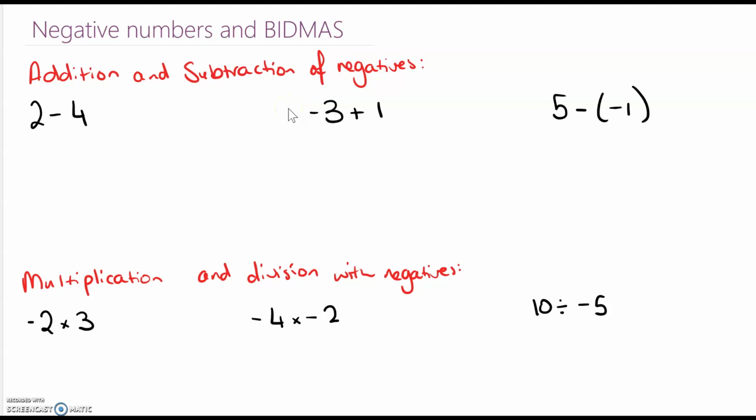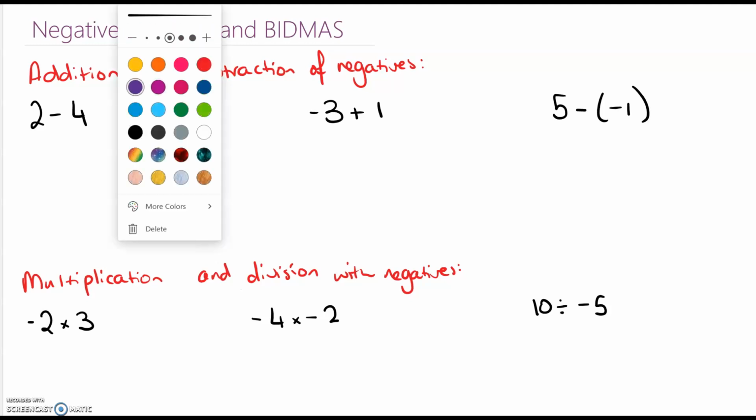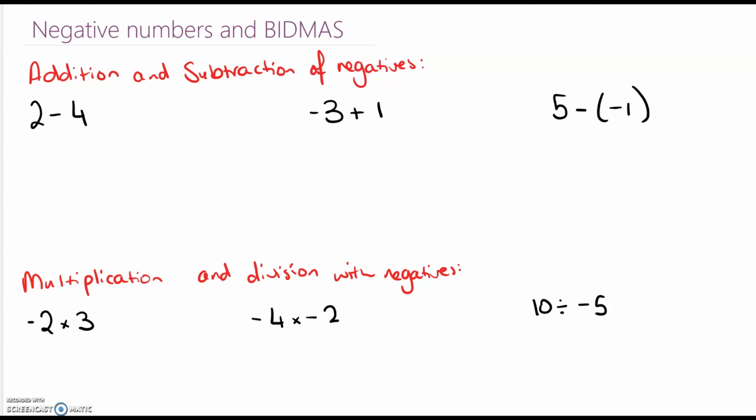Okay, so what we're going to look at today is negative numbers and BIDMAS. We're going to start out just by drawing a little number line at the top of this page, just so we can orientate ourselves about where our positive and our negative numbers are. So we're going to use the numbers from negative 10 to positive 10. Okay, so 0 is always in the middle. 0 is the middle of our positive and our negative number planes.